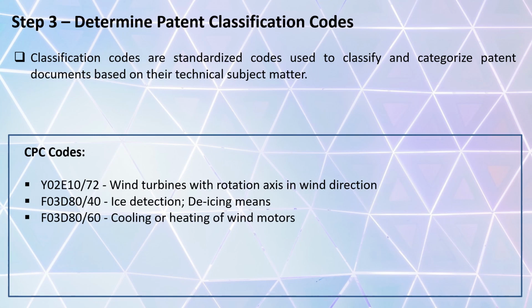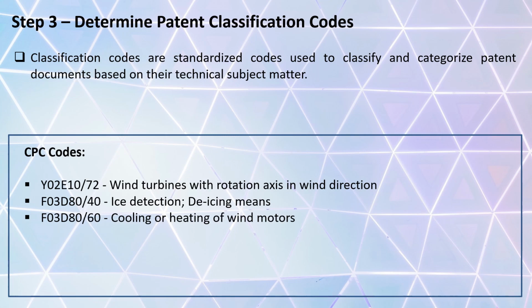These are codes where each code or each subcode includes patents of a restrictive or specific field. If you see the first one, Y02E10/72, it includes patent applications which fall under the category of wind turbine with rotation axis in wind direction. Any patent application falling under this category will be classified in this code. So you have to find all the possible classification codes with respect to the invention you are working on.